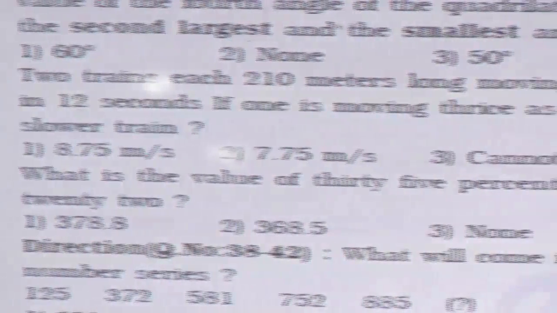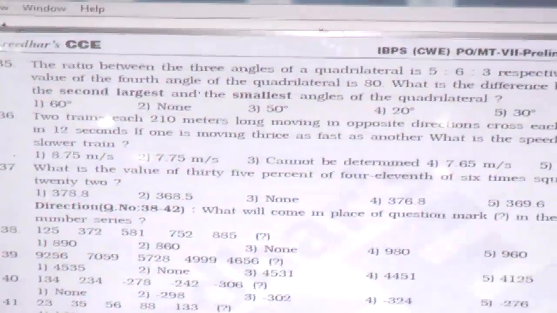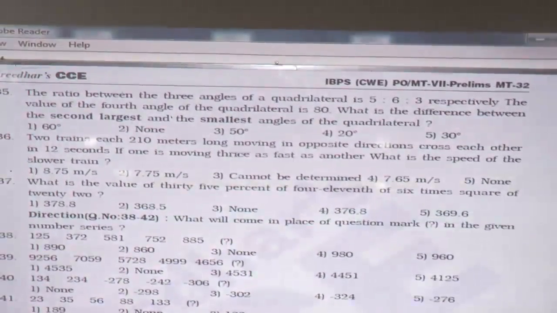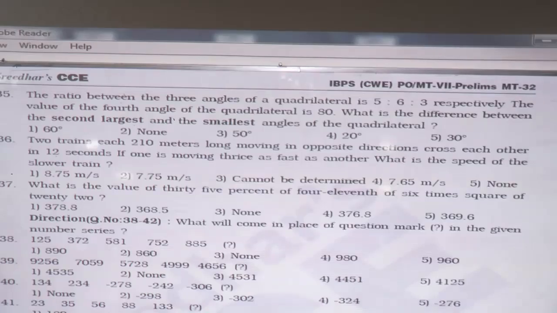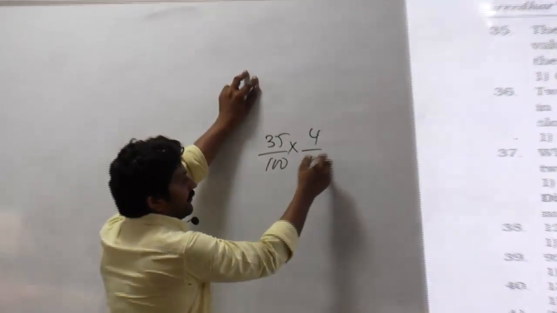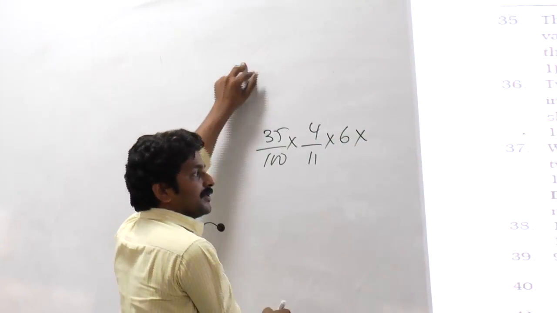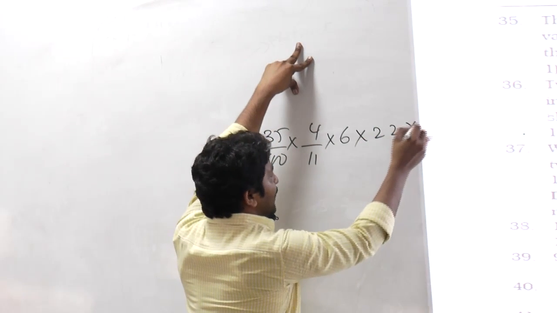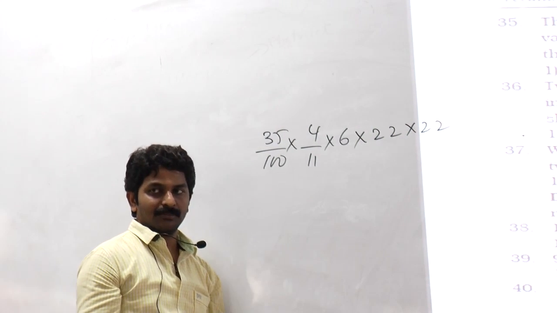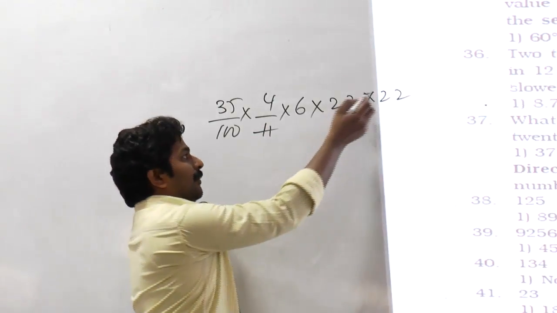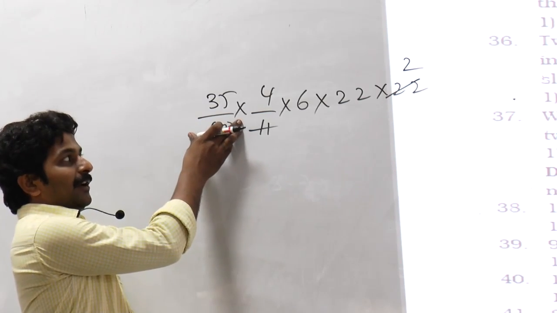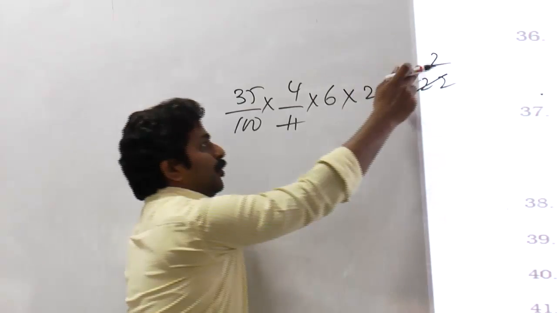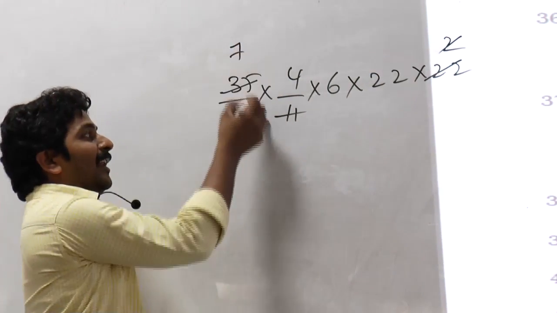Next, 37. What is the value of 35% of 4/11 of 6 times the square of 22? Right, 35%, 35 by 100 of 4/11 of 6 times the square of 22. Let's write it as 22 into 22. Square of 22, right? How many times? 2 times. Let's not cancel this number, 100, let it be like this. 35, 2 times, 70. I'll write it as 7 by 10.